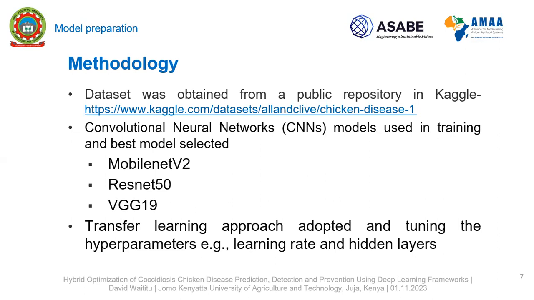Transfer learning is an approach where you use a pre-trained model of this convolutional network in the event that you don't have enough data, because artificial intelligence requires a lot of data. The transfer learning approach also helps to improve the accuracy because you're not training the model from scratch. We were also able to tune the hyperparameters so that you obtain the best accuracy of the model.